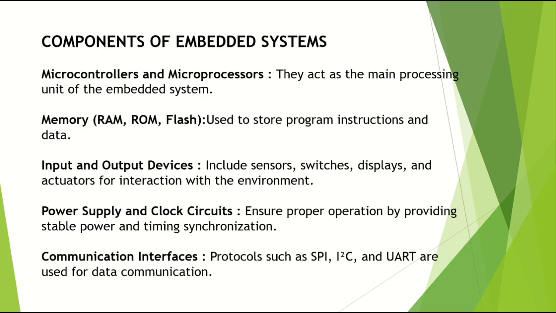The components of embedded systems are the microcontroller and microprocessor. They act as the main processing unit in embedded systems. Memory is used to store program instructions and data. Input and output devices include sensors, switches, displays, and actuators for interaction with the environment. Power supply and clock circuits ensure proper operation by providing stable power and timing synchronization. Communication interface protocols such as SPI, I2C, and UART are used for data communication.